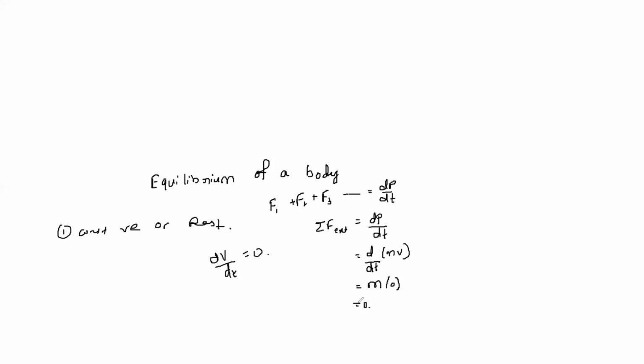Therefore, F external is nothing but 0 here, which means that when there are no external forces acting on a body, the body is moving with a constant velocity or it is at rest, which means that the body is in equilibrium condition. So this is the first condition for the body to be in equilibrium. Then let's see the second condition now.